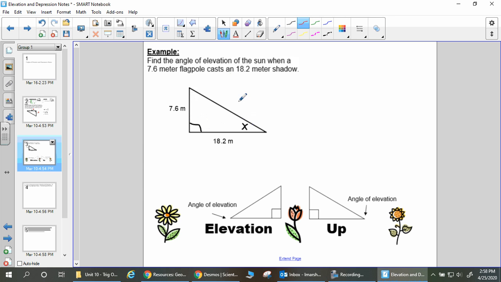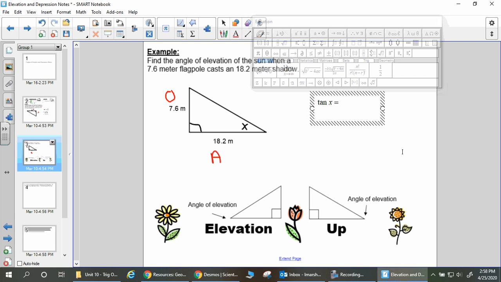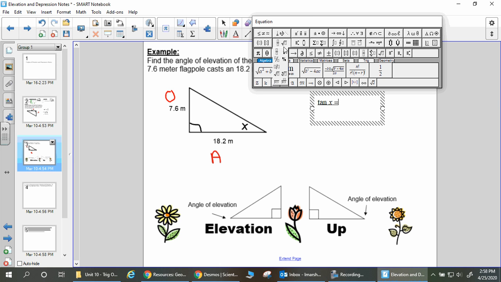Let's label what we're looking at. So again, my hypotenuse is empty. I'm looking at opposite and adjacent, so I am looking at tangent. Just like the previous videos, remember, it's not that one type of trig function is more common than another. It all just depends upon the specific questions you're looking at. So we're looking at tangent of x this time, opposite over adjacent, so 7.6 over 18.2.